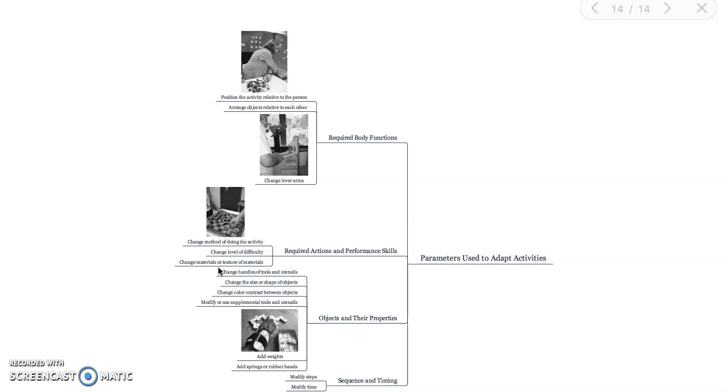Parameters used to adapt activities. Required body functions, required actions and performance skills, objects and their properties, and sequence and timing can all be adapted.